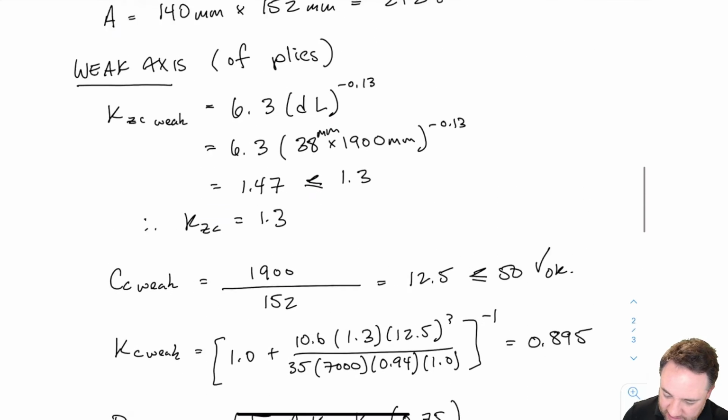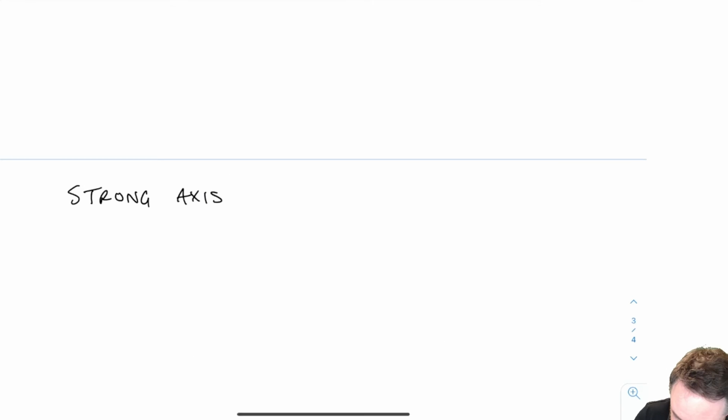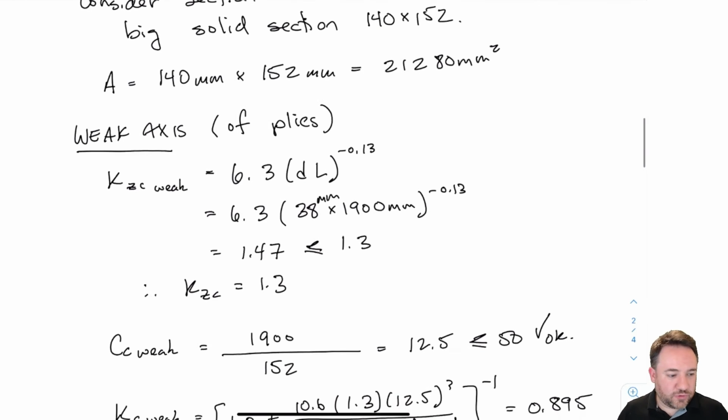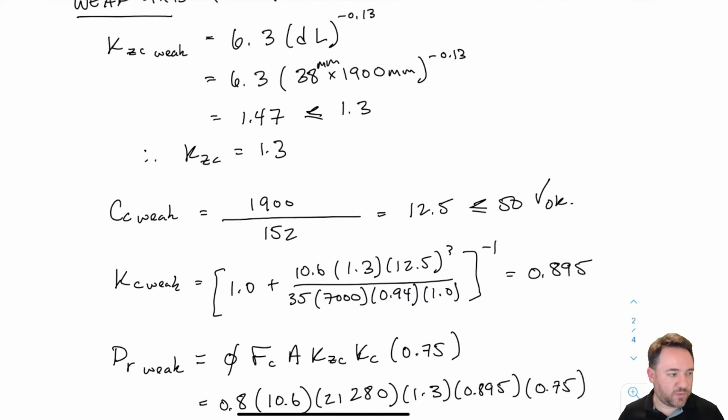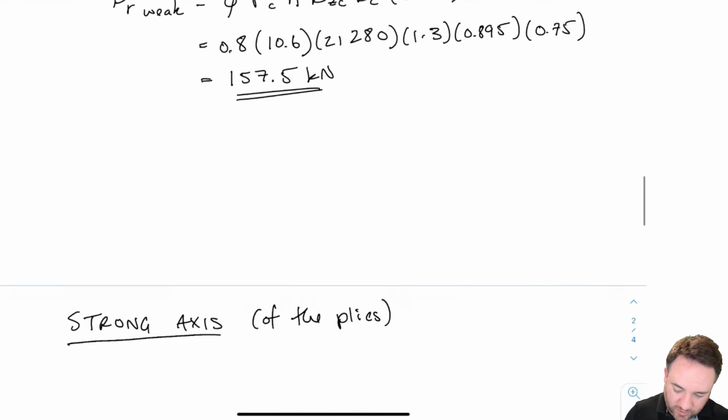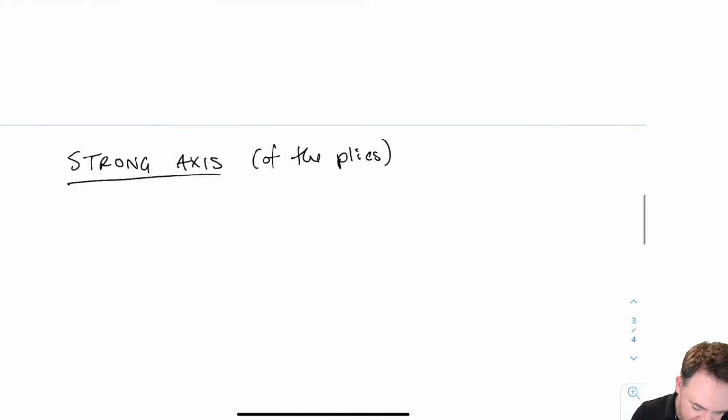Okay, let's look at the strong axis of the plies. We're going to go through the same process, which is to calculate our KZC, which is different in the strong axis than the weak. That's different from the way it is for glulam. For glulam, KZC, our size effect factor for compression, is the same for both directions because it's based on the volume of the member. Here it's based on which direction we're buckling in. So we had 38 for weak axis buckling, and we're going to have 140 for strong axis buckling.